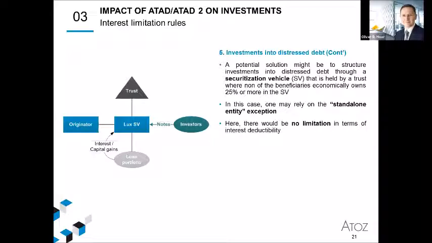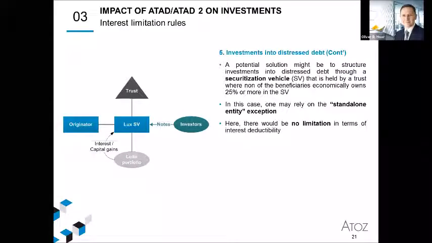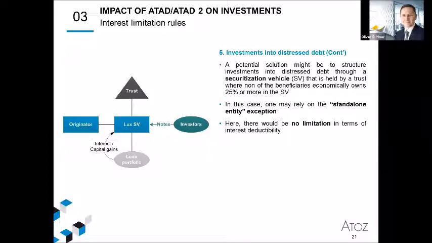we have a trust owning, say, 12,000 euro of share capital of the Luxembourg securitization vehicle. However, the trust is only the legal owner, but the economic owners are the beneficiaries, which are normally charities. And now if we can make the case that the economic owners of the participation do not own more than 25% in the fund, then the Luxembourg securitization vehicle does not have associated enterprises and therefore comes within the scope of the standalone entity exception. So that would be another solution for this issue.